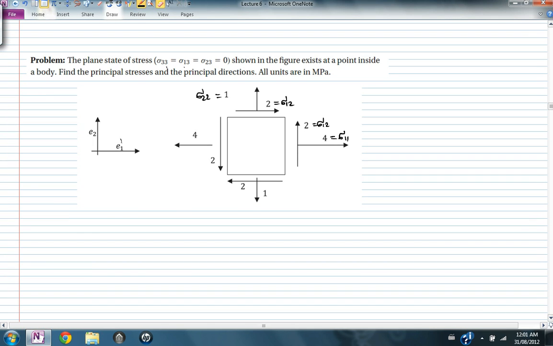So in this coordinate system described by E1 and E2, the stress is in fact equal to sigma 1 1, sigma 1 2, sigma 2 2, sigma 3 3 is 0, all these are zeros, and then it's symmetric, so sigma 2 1 is equal to sigma 1 2. Now I can ignore E3 and work in R2.